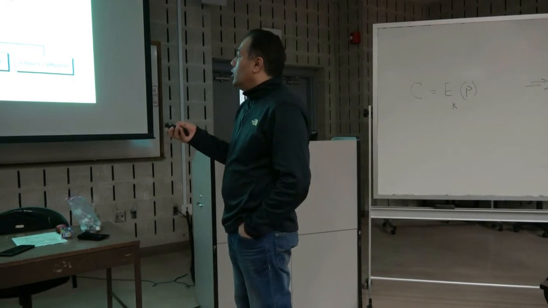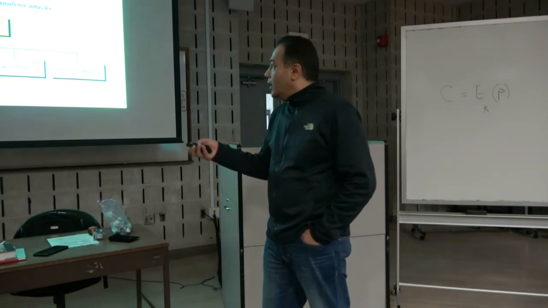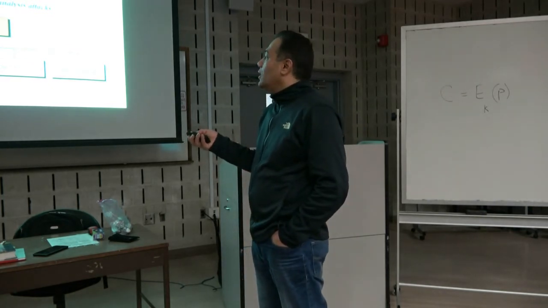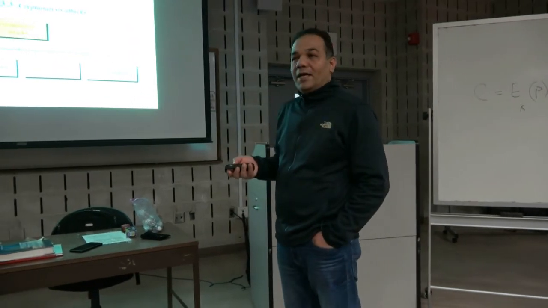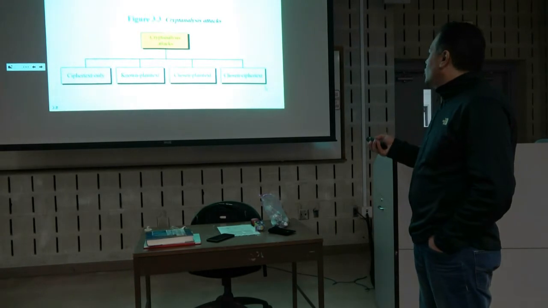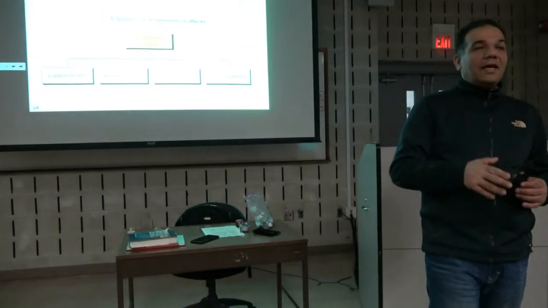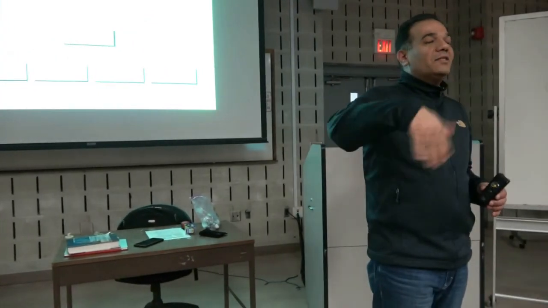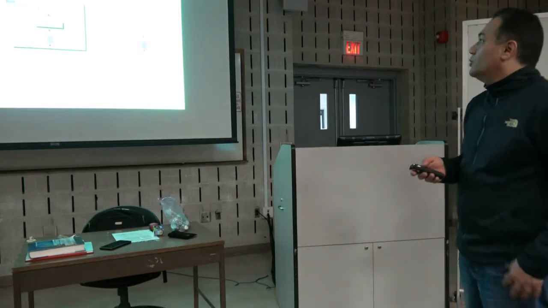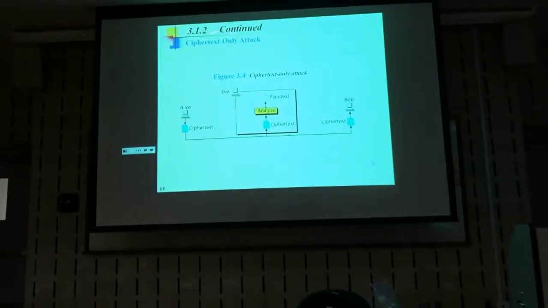What does it mean? Ciphertext only means the attacker in this attack knows only the ciphertext. In known plain text, the attacker knows some plain text. Here, chosen plain text, and here, chosen ciphertext. Chosen means the attacker will send the text, wait until it's used, and then try to do something with it. We'll see examples. So, all right, the ciphertext only attack.